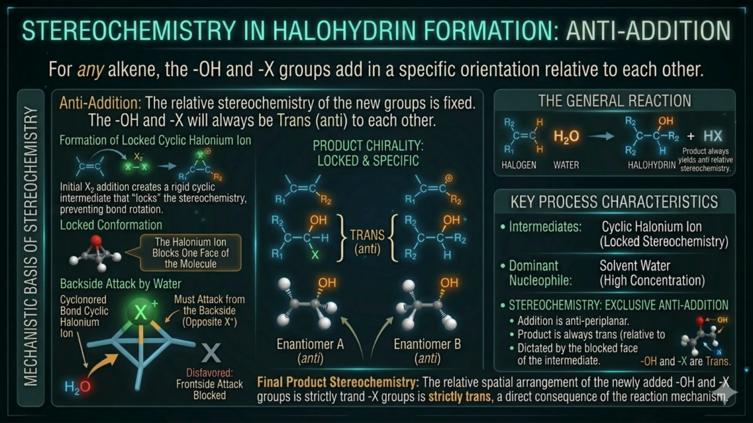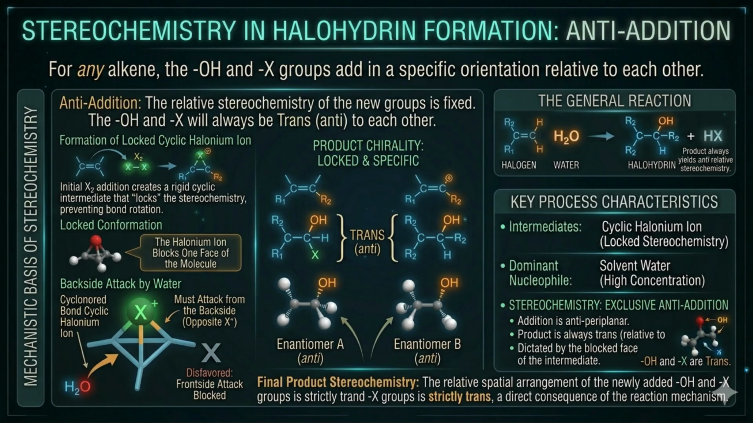Let's look at why this happens. As we see on the left, the reaction begins by forming a locked cyclic halonium ion. Because this halogen atom forms a bridge across the top of the carbons, it creates a locked conformation. This rigid bridge physically blocks one face of the molecule, preventing any bond rotation and forcing the next step to happen in a very specific way.